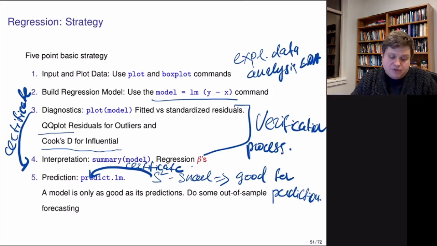So for this case, when prediction is the only thing we care about, we might as well ignore the linearity assumption. Even if we don't get the certificate from step 3, we say, okay, maybe there's some violation of the linearity assumption, but we can still use the model for prediction as long as those S squared are small.